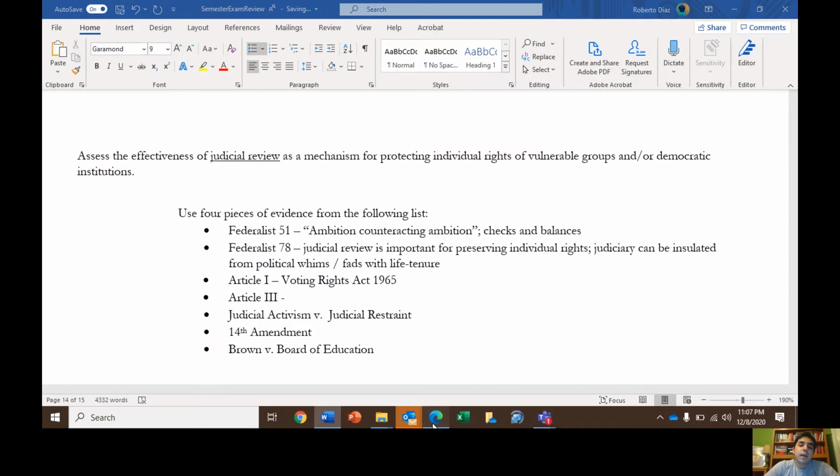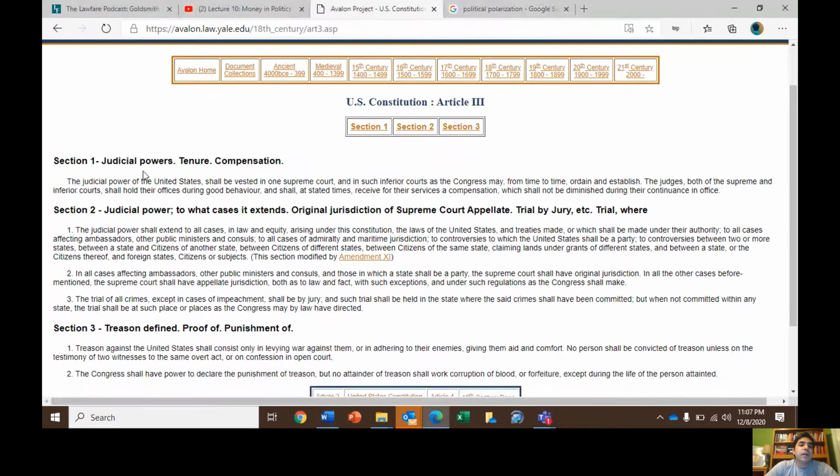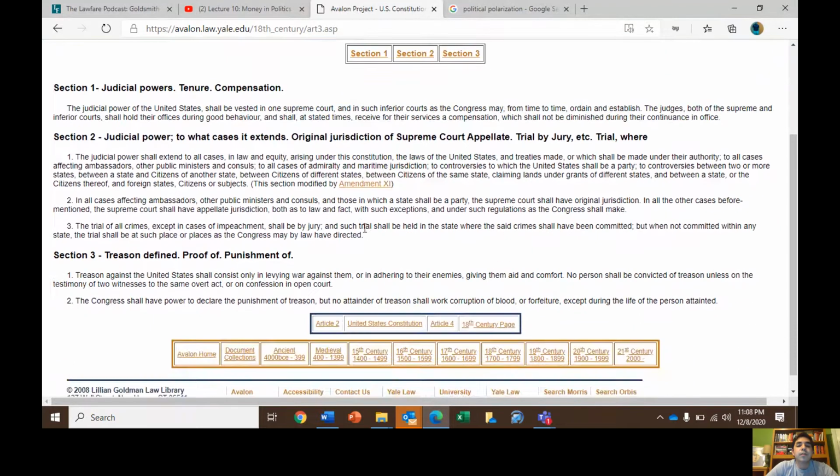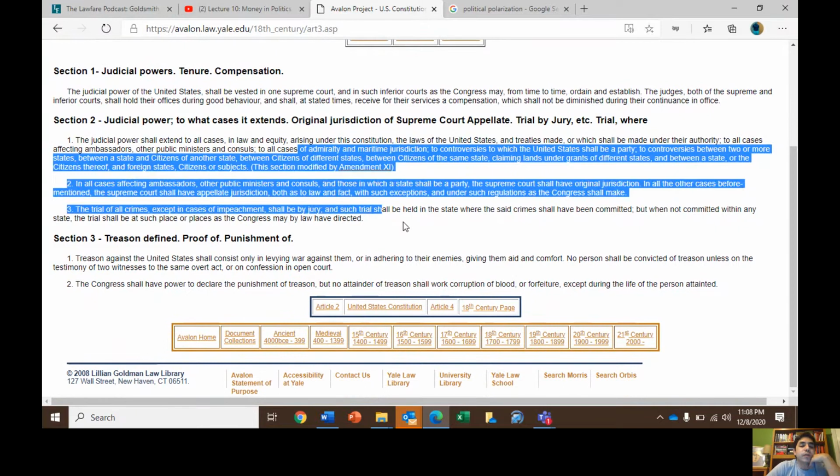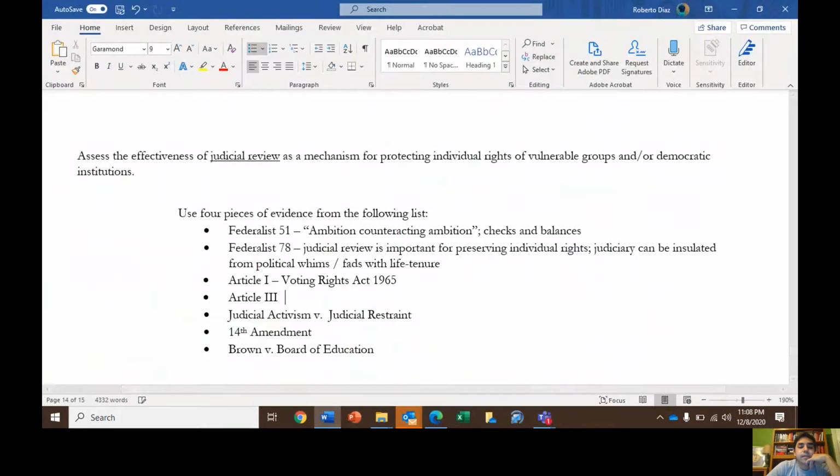Article 3 is the provision of the Constitution. It's very short. The judicial power of the United States shall be vested in one Supreme Court, and such inferior courts as Congress may from time to time ordain and establish. And then it describes original jurisdiction of the Supreme Court, and then not much else. So I'm probably not going to use Article 3.